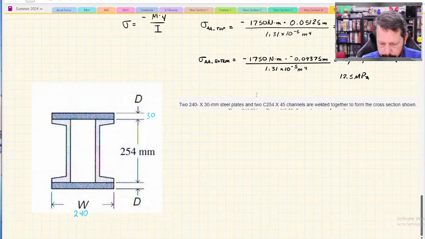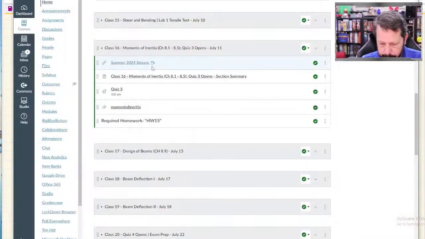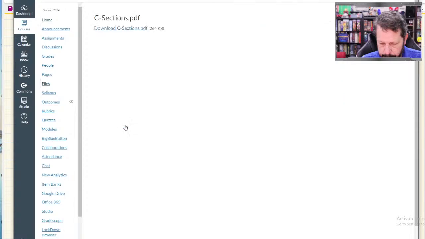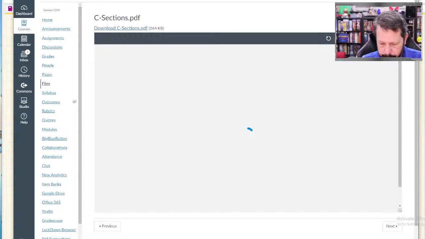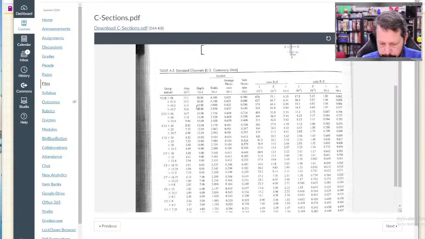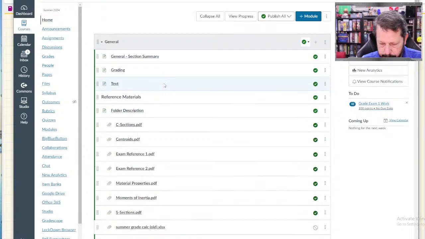All right, back to finding C254 by 45. I'm going to have to go to our reference material and hope that I have the C sections right there. All right, so we're going to have to get another sheet. You cannot take this US sheet, US customary units, and convert these over to metric units, because there's too much rounding in there. Maybe in a bind you could do that, but it won't work for an exam or anything like that.